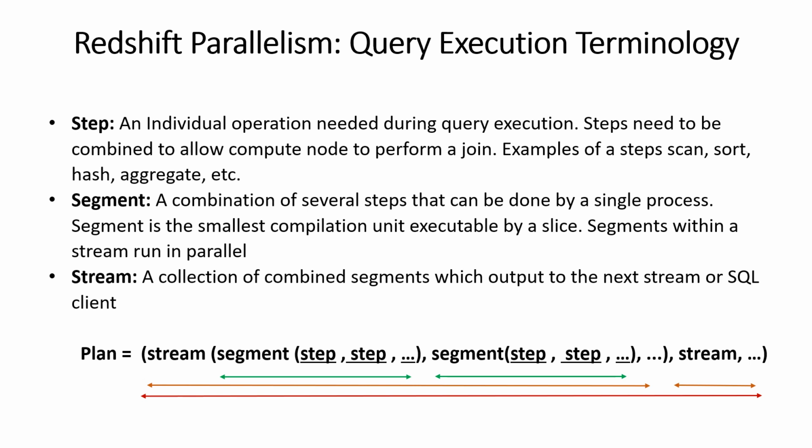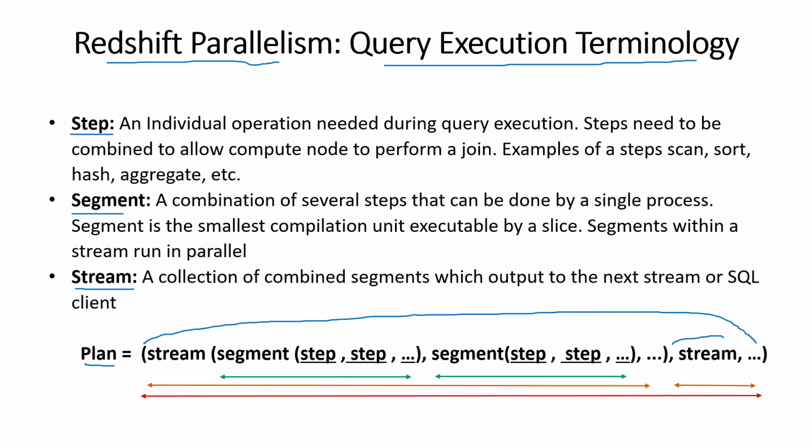In order to understand Redshift parallelism, we need to get familiar with query execution terminologies. There is a concept of step, segment, and stream. A plan is made of multiple streams. A stream is made of multiple segments. And a segment is made of multiple steps. So a step is an individual operation needed during query execution. Steps need to be combined to allow a compute node to perform, for example, a join. Examples of steps can be scan, sort, hash, aggregate, etc.